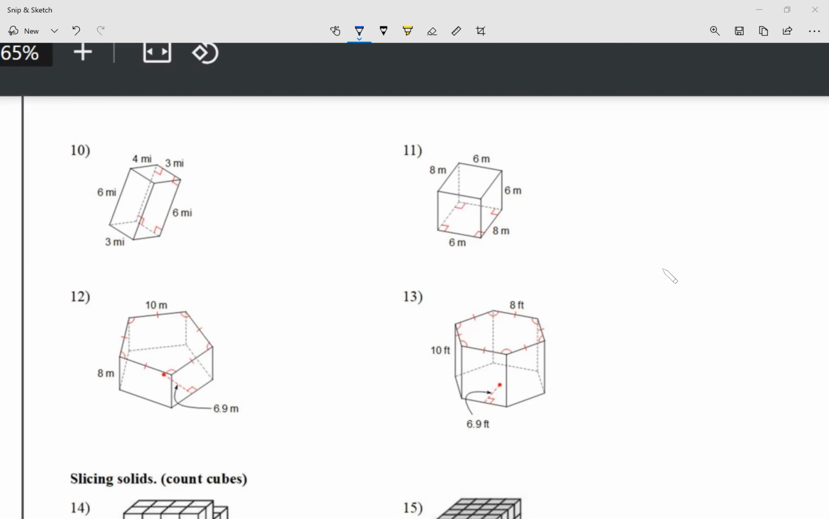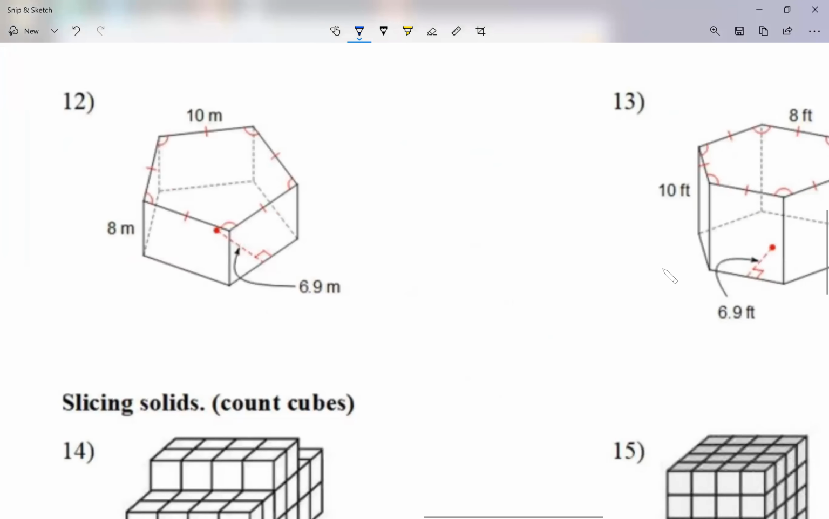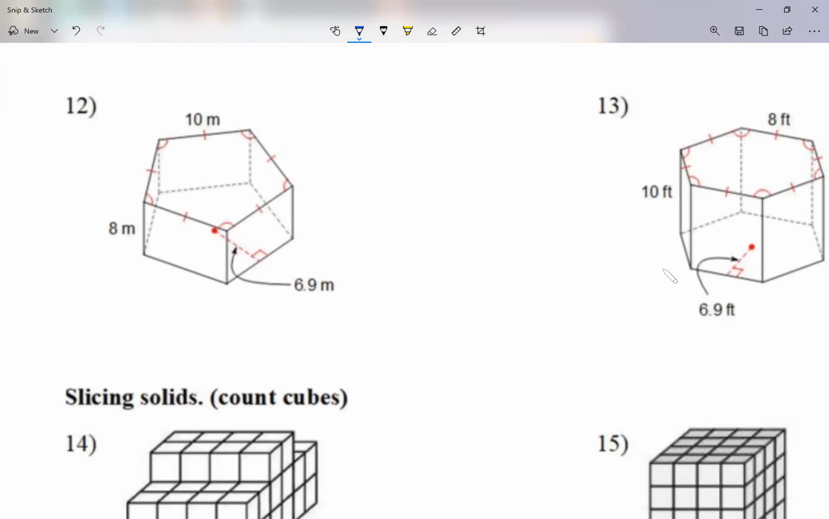All right, so let's take a look at a pentagonal prism. That means a base that has 5 sides. You guys can see the base, right? Let me highlight it in blue. There's 1, 2, 3, 4, 5 sides. So the way I'm going to find the area of this prism, let me find the area of the bases.